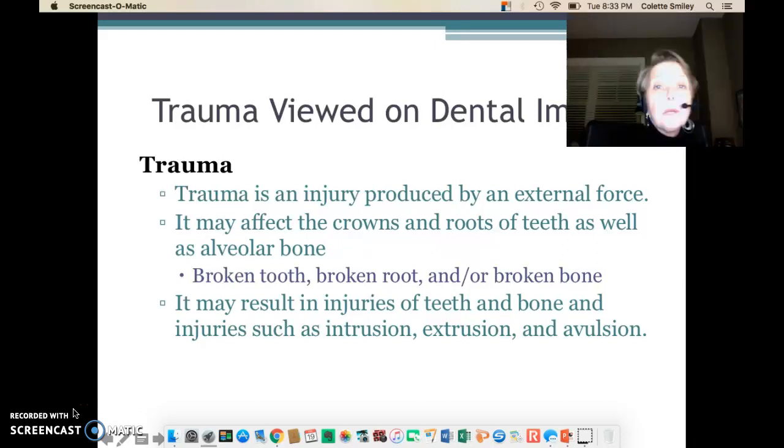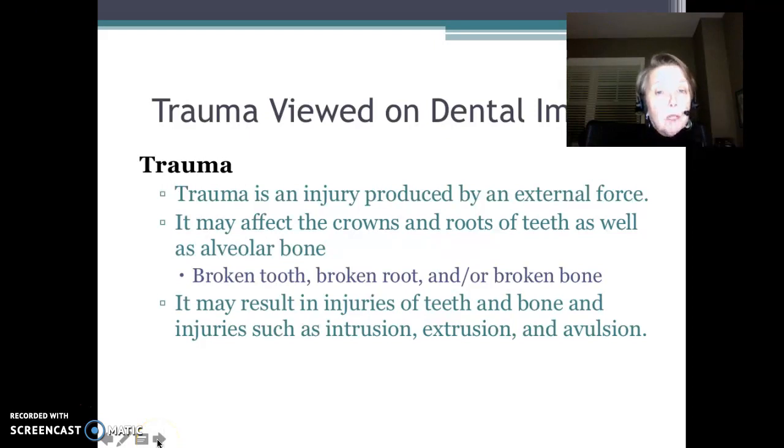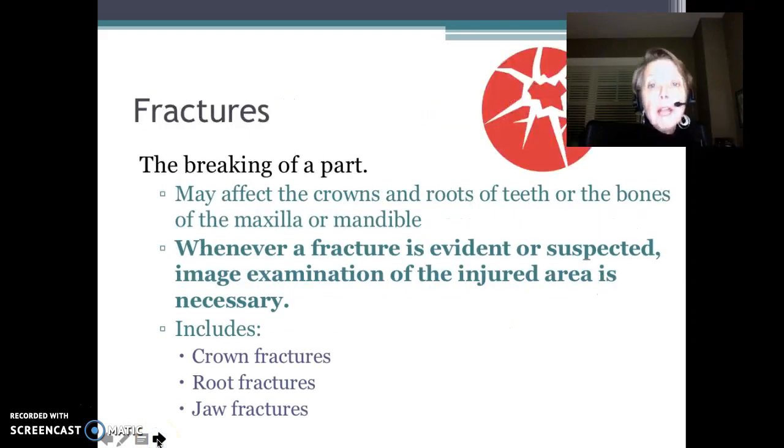Trauma is an injury produced by an external force. That force may be on the crown of a tooth, on the root of a tooth, or on the supporting bone where trauma occurs. A fracture is the breaking of a part. Whenever a patient comes in with a fractured tooth, or you suspect a fracture, go ahead and take an image. Image examination is an essential part of the fracture evaluation.